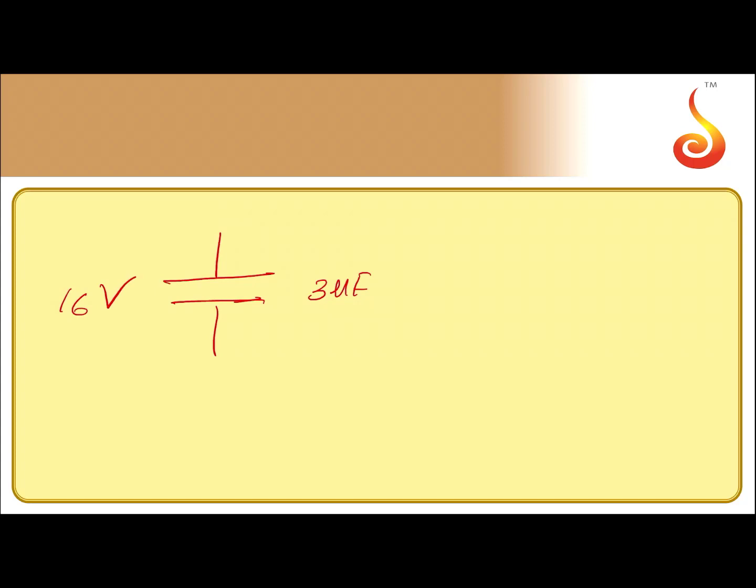So I know the potential difference, I know the capacitance. Now it is pretty easy to calculate the charge. What is that? Plus 48 microcoulomb, minus 48 microcoulomb. Thus the charge on the top plate of the 3 microfarad capacitor is plus 48 microcoulomb. So the answer is plus 48.